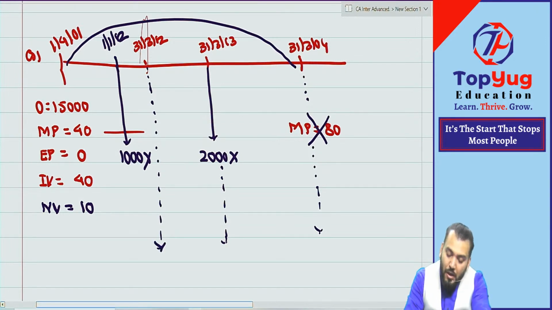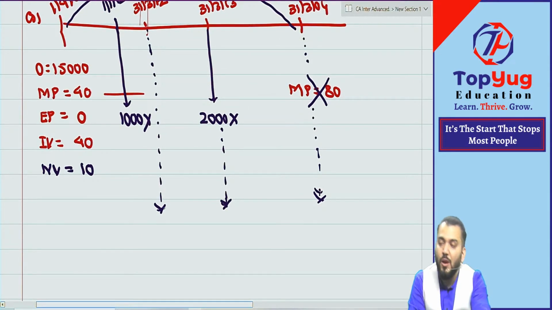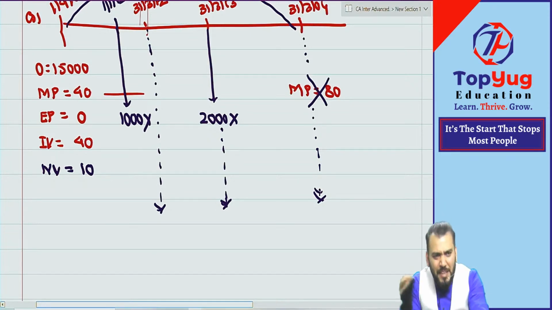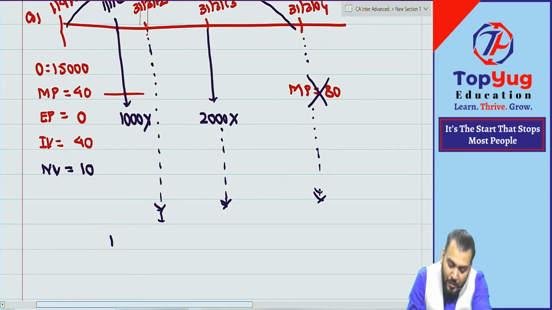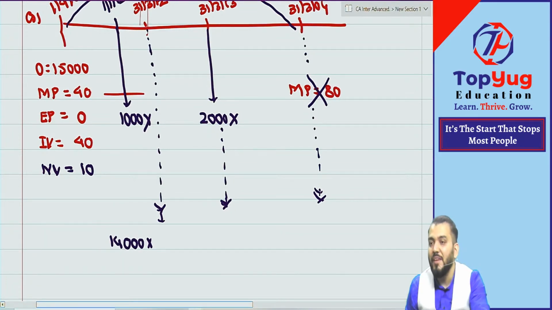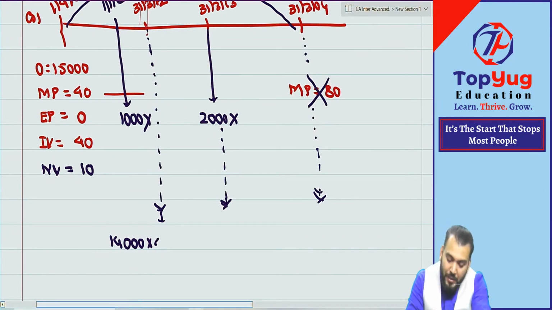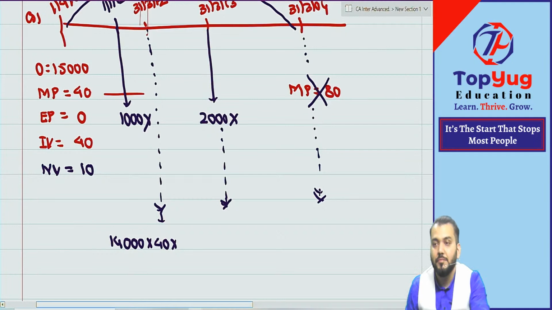Tell me, for the first year, how many options will you take? 15,000 minus 1,000. Has any expectation been given? No, so you can't assume expectation on your own. It means 14,000 options. What is the value of options? 40. Understood?